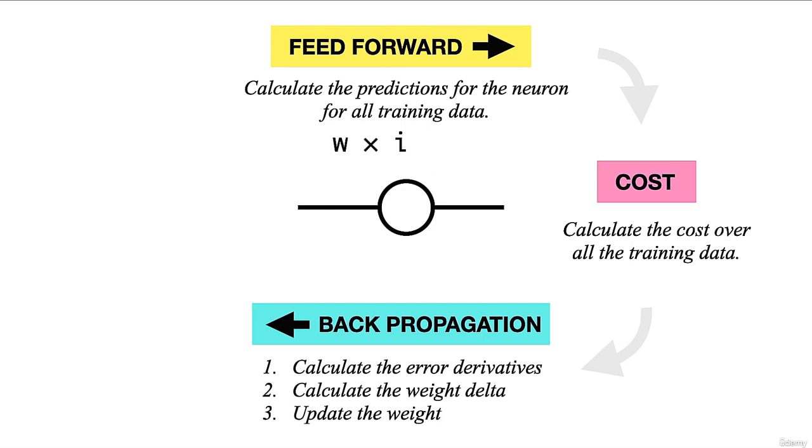Let me show you the process diagram again. It's time to update it. I add the bias to the feed-forward calculation. Then, in the backpropagation, instead of just calculating the weight delta, the bias delta is also calculated. And finally, both the weight and the bias are updated.